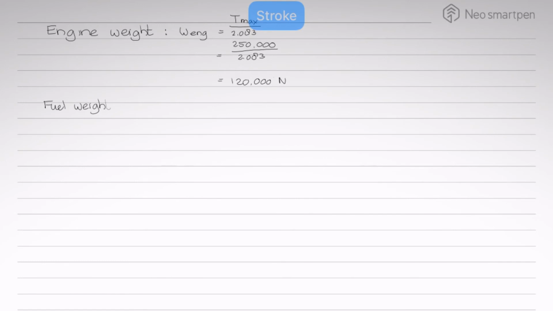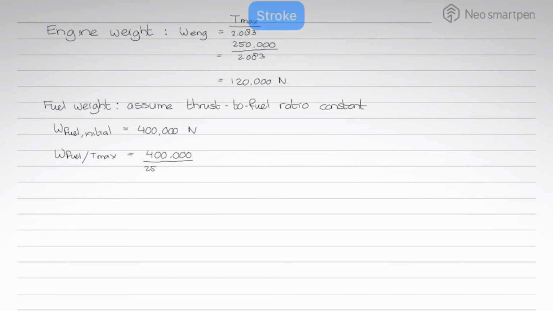For the fuel weight, we assume that the thrust-to-fuel ratio is constant. The fuel weight was given as 400,000 Newton, and if we divide the fuel weight by the maximum thrust, this gives 400,000 Newton over 250,000 Newtons, which equals 1.6. Hence, the weight of the fuel is 1.6 times the maximum thrust.